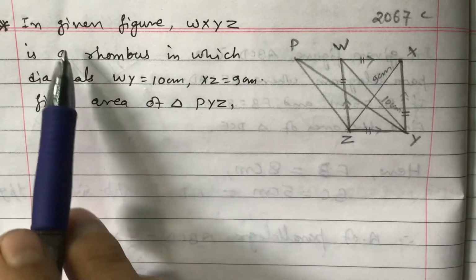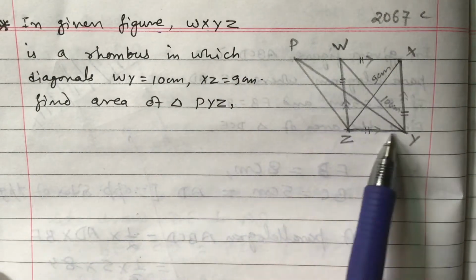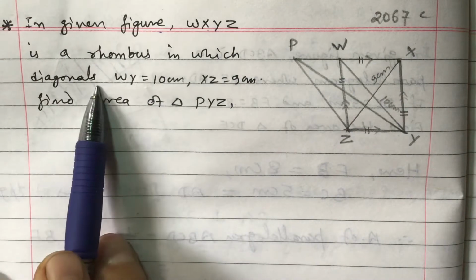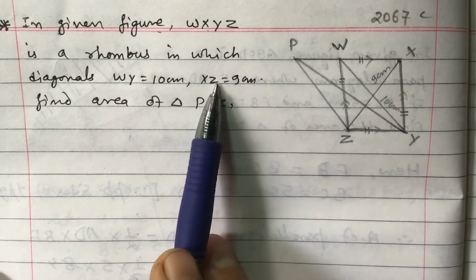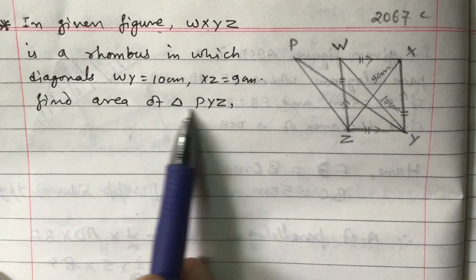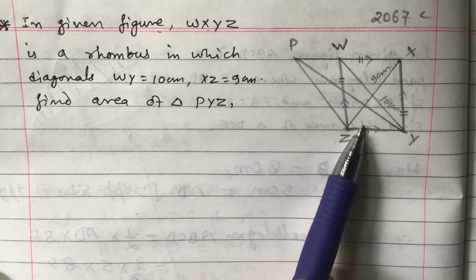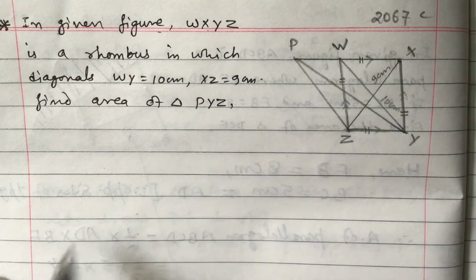The question is like this: in the given figure, WXYZ is a rhombus, in which diagonal WY is 10 cm and XZ is 9 cm. Find the area of triangle PYZ, this triangle PYZ we need to find out. So let us first find the area of this rhombus WXYZ.